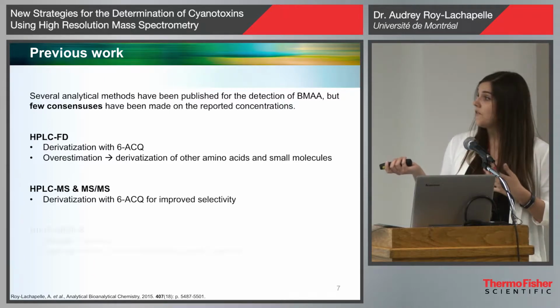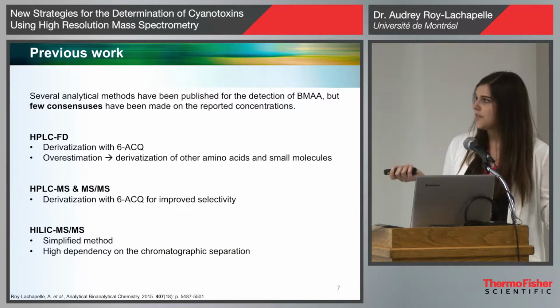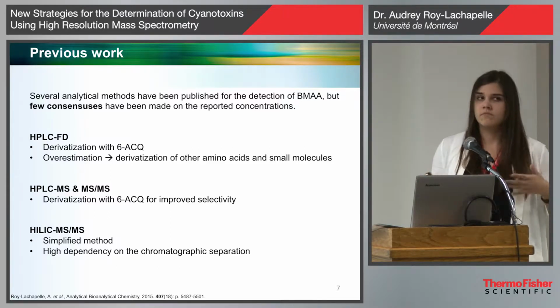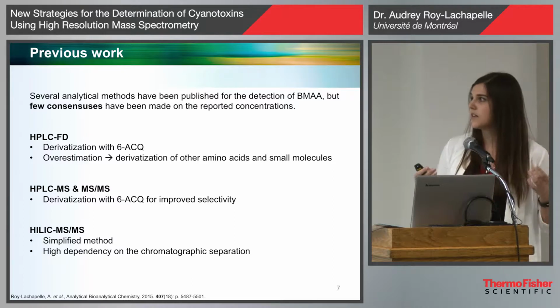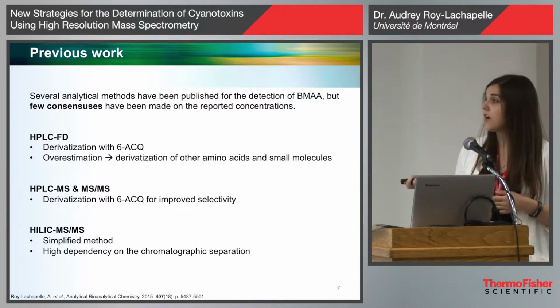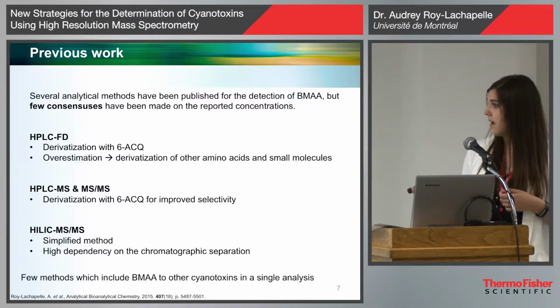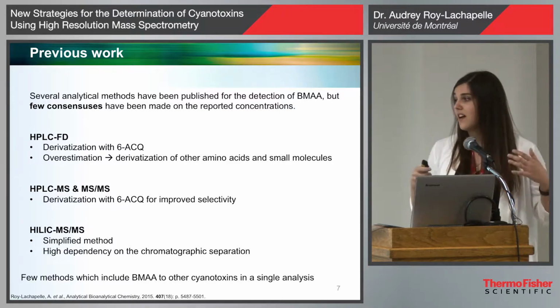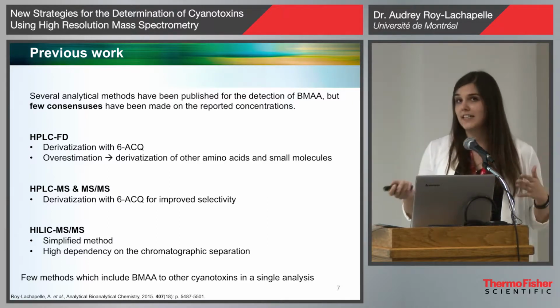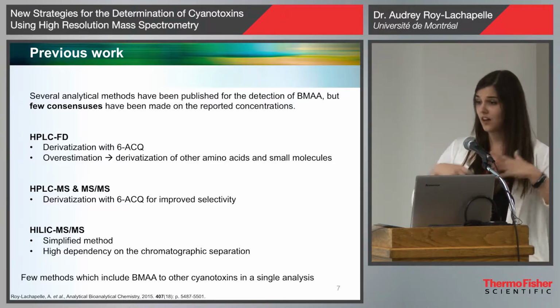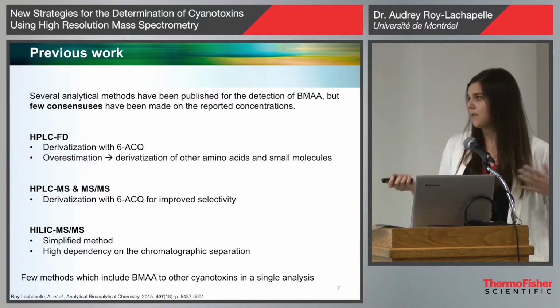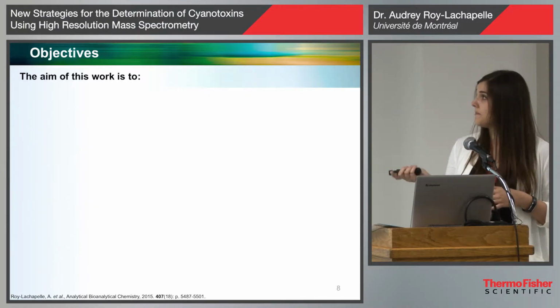For the previous work on this toxin, the first methods included fluorescence, but it tends to give an overestimation of the concentrations. So the main work is on mass spectrometry, both with derivatization to use reverse phase chromatography, or HILIC chromatography. But there are not a lot of analytical methods that can include BMAA with a large number of toxins inside one method, so it's a little bit complicated.